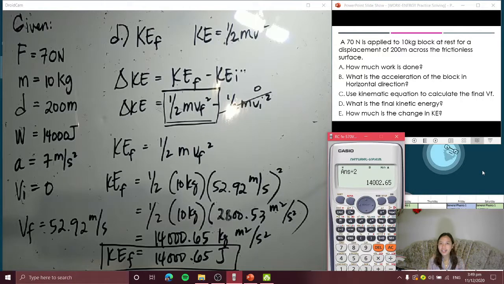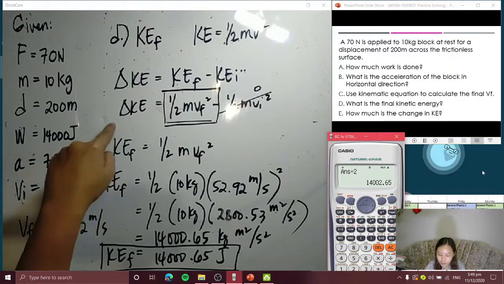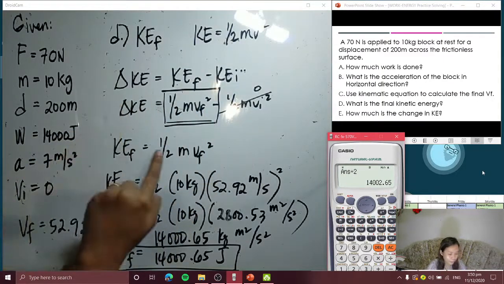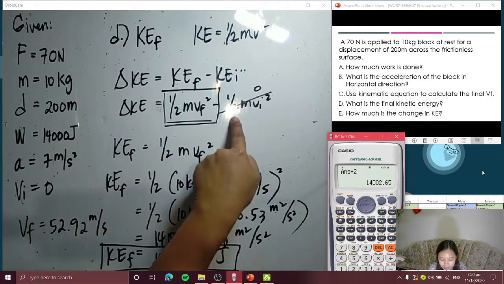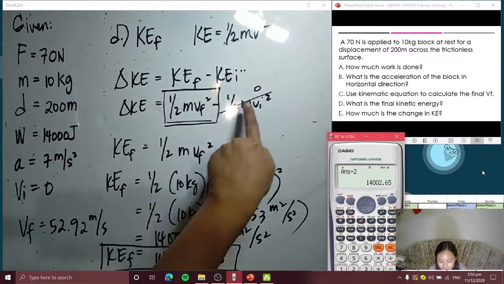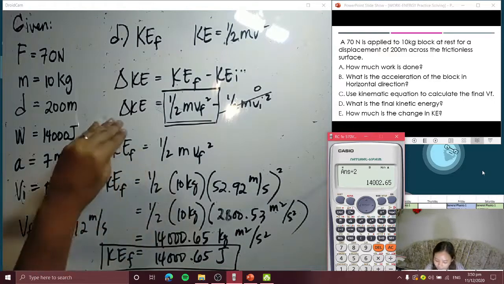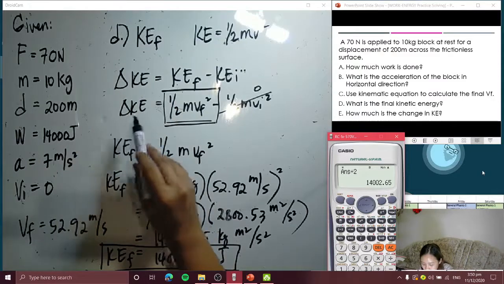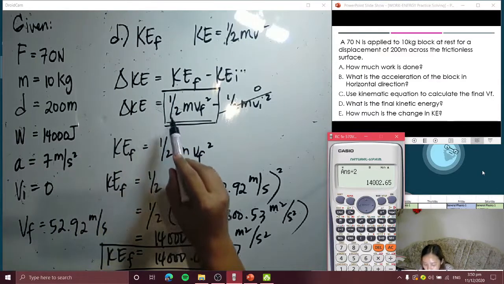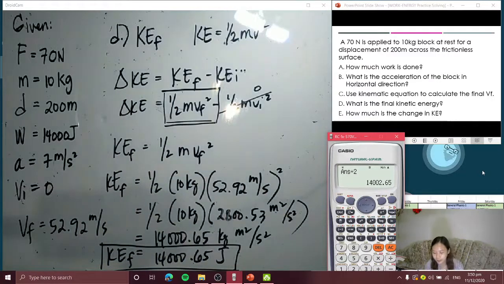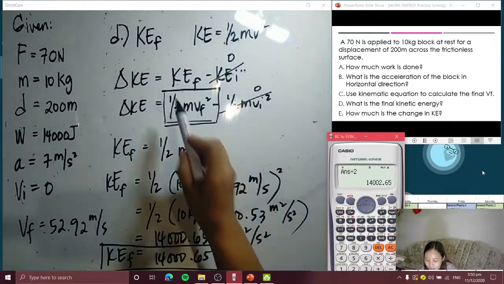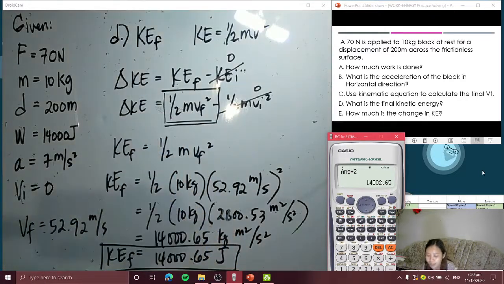Now, for our letter E, we are going to look for the change in kinetic energy. Now, let us go back to our equation above. So earlier, we canceled KE initial, that's equal to 0. Now, based on our equation, the change in KE is equal to 1/2 mv squared. Since the initial velocity is canceled, we can say that KE final will now be equal to the change in KE.